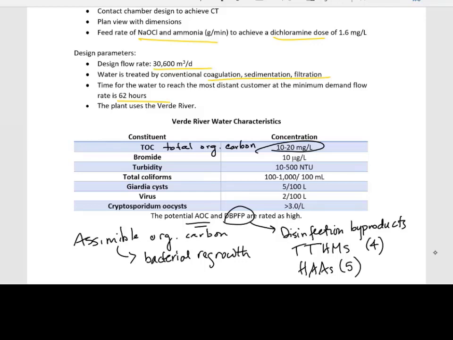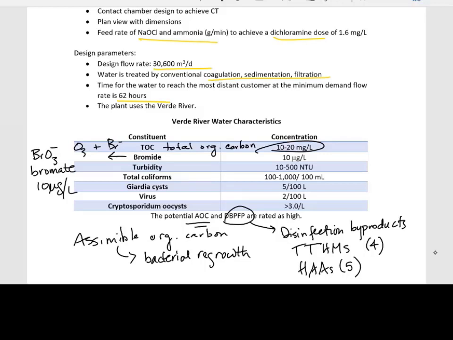The other thing we're concerned about is bromide. And that's because bromide can react with water. So this is bromide. That reacts with ozone. So that plus ozone can result in bromate. And bromate is a carcinogen, and it is regulated at 10 micrograms per liter.